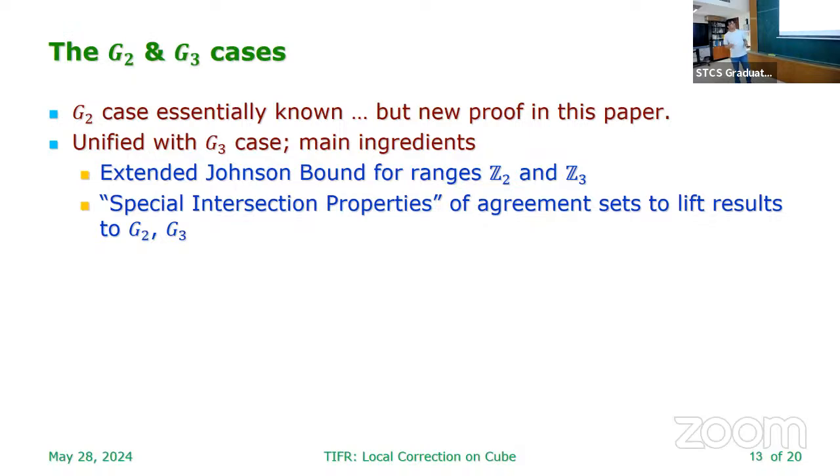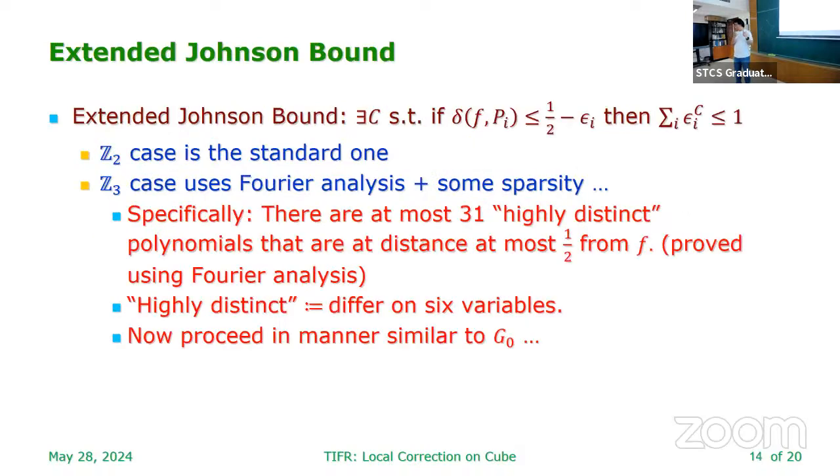In the G3 case, we end up using two different tools. One is some combination of the anti-concentration stuff that we did on the previous page, along with Fourier analysis, to say that at least for functions mapping to the group Z3, integers modulo 3, you don't have too many solutions. Once we had that, there is a different workhorse which uses the special intersection properties of these agreement sets, which we borrowed from some previous work with Dinur, Grigorescu, Koparty, and me. We put them together and we were able to get a list decoding bound in this case.